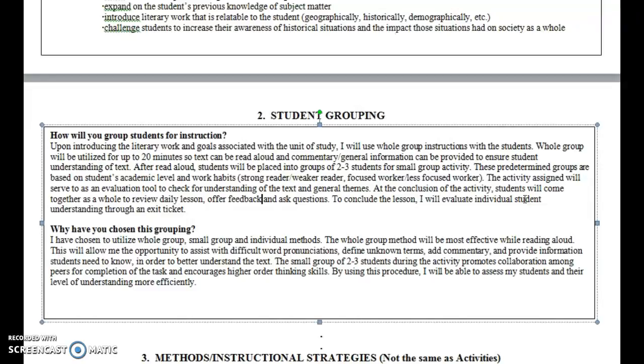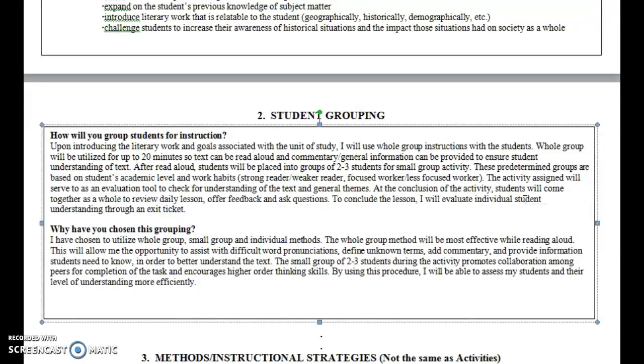And to conclude the lesson, I would evaluate each individual student's understanding through an exit ticket. Collaborative work is great, and they must complete that and participate in that. But I also want to make sure that they're not depending on their partner for all the answers. And so an exit ticket at that point would be a great tool for me to use to make sure that each individual student is grasping the concept.